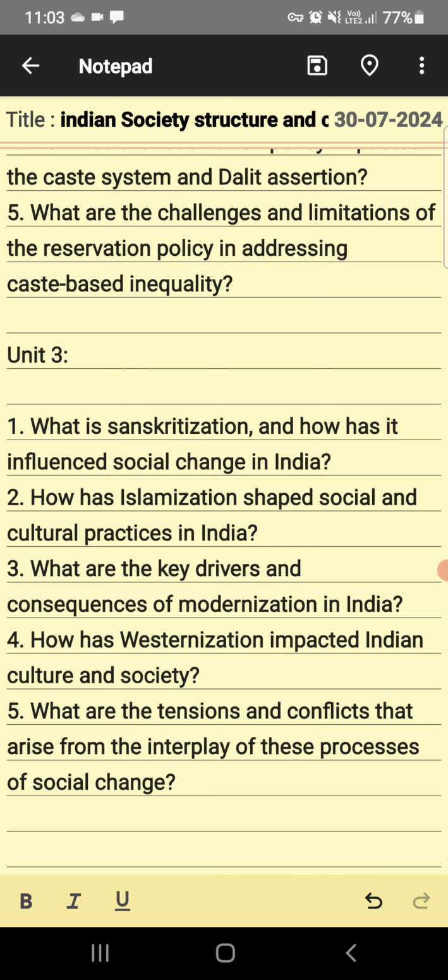Now, the most important questions from Unit 3 include: question number 1: what is Sanskritization and how has it influenced social change in India? Question number 2: how has Islamization shaped social and cultural practices in India? Question number 3: what are the key drivers and consequences of modernization in India?